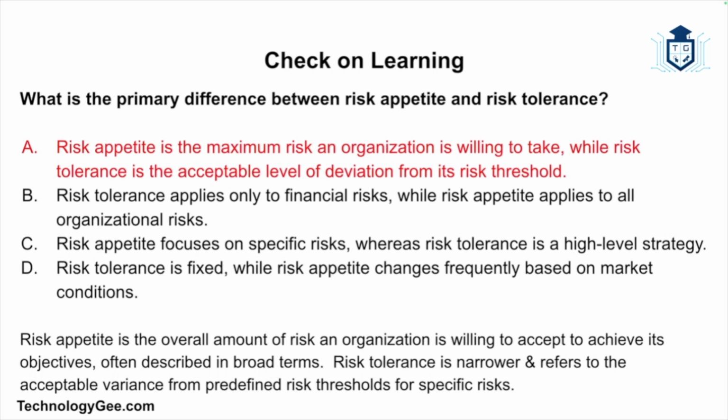And the correct answer is risk appetite is the maximum risk an organization is willing to take, while risk tolerance is the acceptable level of deviation from its risk threshold. So, risk appetite is the overall amount of risk an organization is willing to accept to achieve its objectives, often described in broad terms. Risk tolerance is narrower and refers to the acceptable variance from predefined risk thresholds for specific risks.